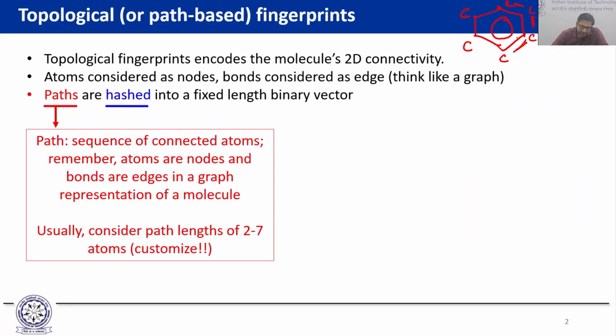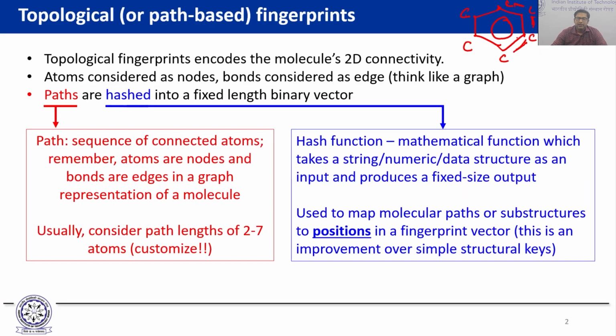So in addition to paths, the other term that we introduced is what we call the hash. So hash function is basically a mathematical function. So when we say that paths are hashed into a fixed length binary vector, what we really mean is the string that represents the path becomes the input for a hash function. And this hash function is basically a mathematical function which is going to take a string or a number or a data structure as an input, depending on how you are representing the path of the molecule. And then that function is going to transform that input into an output which is basically going to be an integer. And this is a fixed size output.